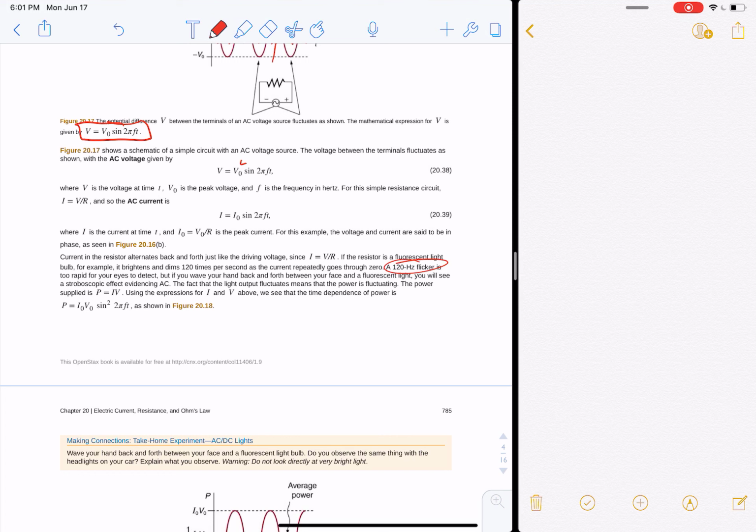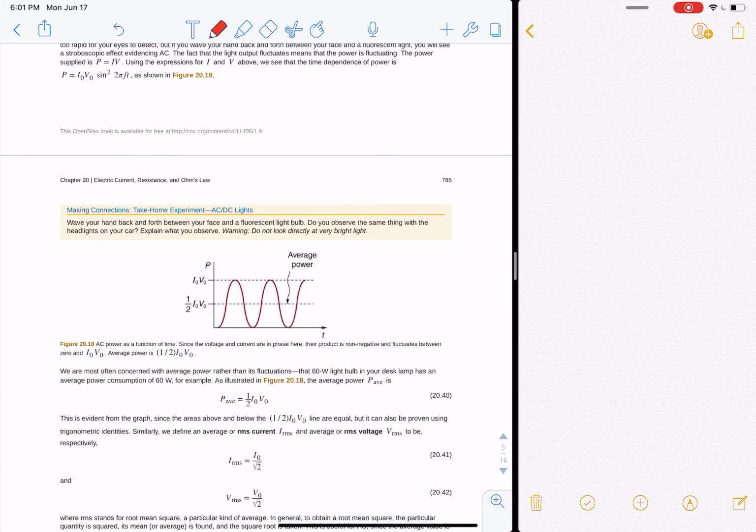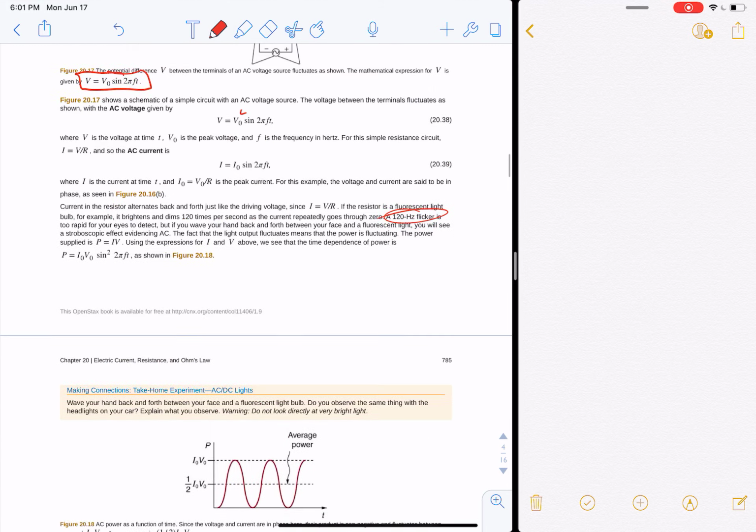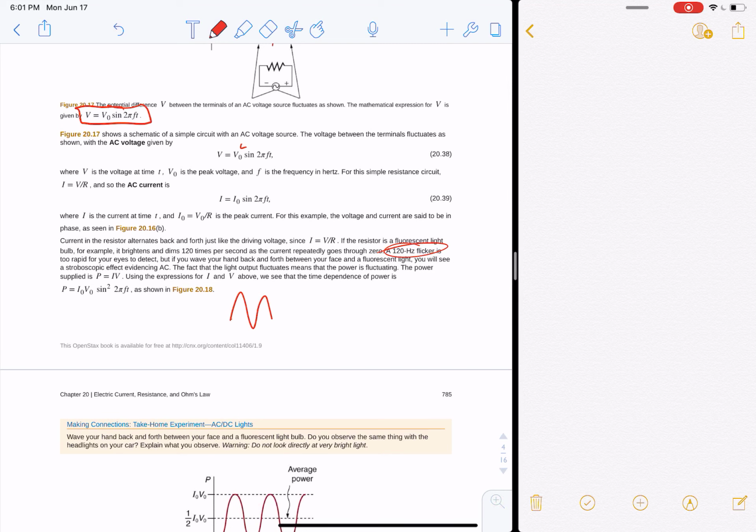The thing you have to worry about sometimes is there's a flickering that happens with light bulbs. You can't see it with your eyes, but if you take a video of a fluorescent light bulb, they're actually not on all the time. They're flickering. It's because they're oscillating at a certain rate, 120 times a second.